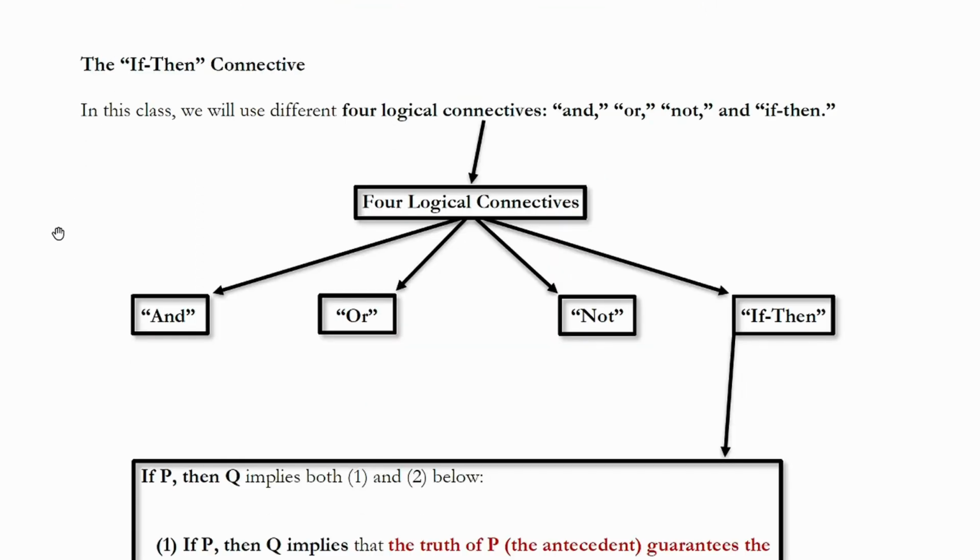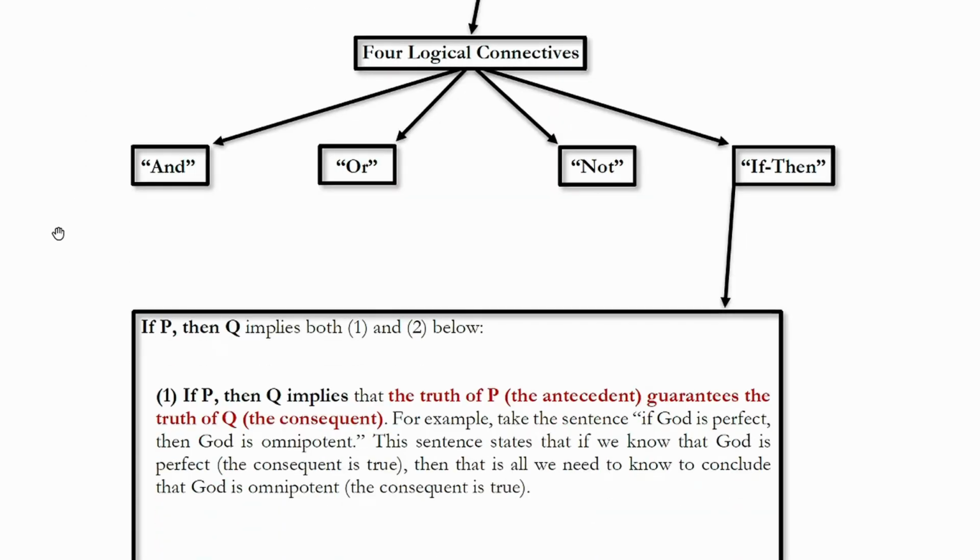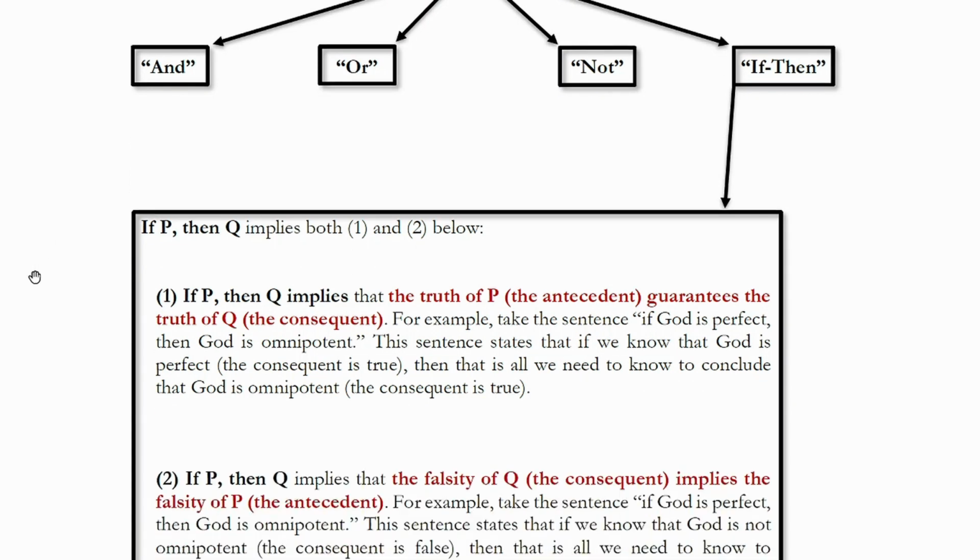Now, just as with the and, or, and not logical connectives, the real important question is the following. When you make an if-then claim from a logical point of view, what are you saying? What is the logical meaning of a conditional or an if-then statement? An if-then or conditional statement implies 2 things, and in order to understand the argument forms we're going to talk about shortly, you really need to understand these points. They're probably the most important points in the video.